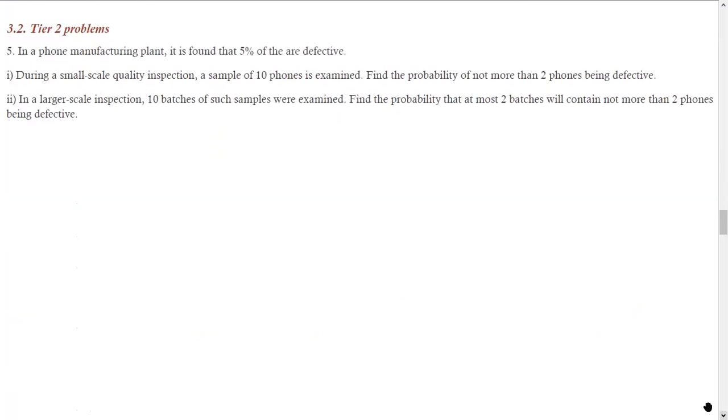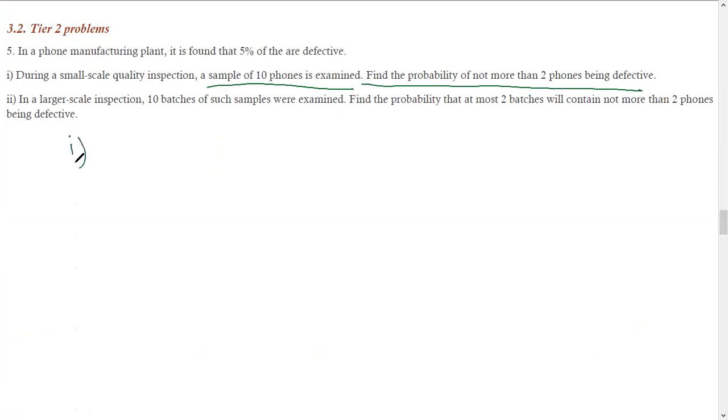So what are the tier 2 problems? We will use this example to show. In a phone manufacturing plant, it is found that 5% of the phones are defective. During a small scale quantity inspection, a sample of 10 phones are examined. Find the probability that not more than 2 phones are defective.